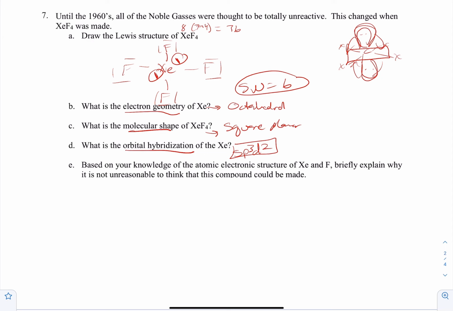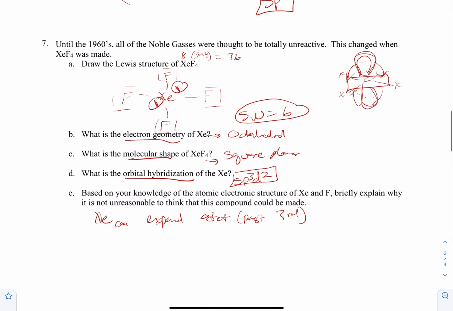Really what they're asking you to think about is expanding octets, okay? Expanding octet. So I'll just put xenon can expand its octet, because it's past the third period. Now, that's really the only justification that you would need for this, because that's the only way that they can make these kinds of bonds, and xenon just happens to be past the third period.